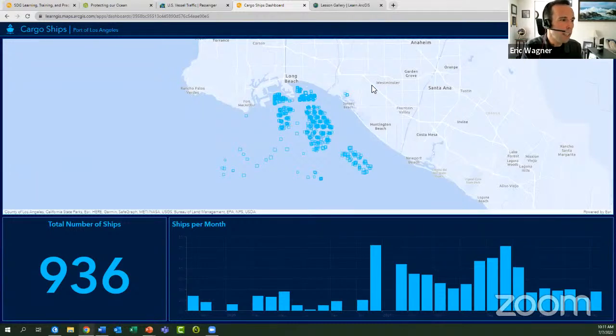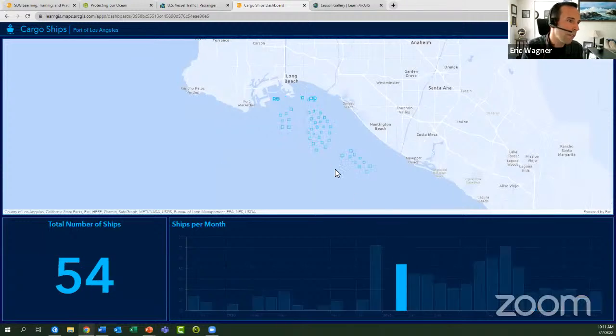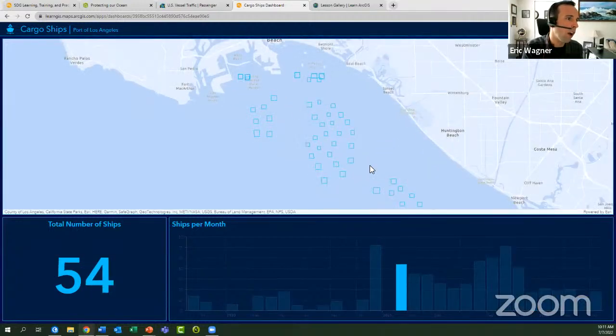And this is a little bit cluttered, but what we can see over here, based on the imagery that I had, was the number of ships per month that were sitting in the harbor waiting to offload. So for example, I could see that in February of 2021, there were 54 ships waiting off the coast here of Los Angeles and Long Beach.